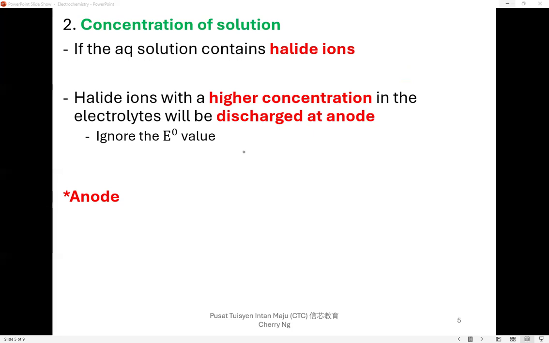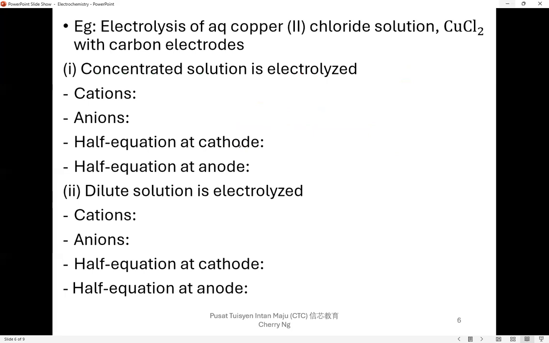So now we look at the example. The first case, we have aqueous copper 2 chloride solution, and this is the first one, concentrated. So the first case is concentrated copper 2 chloride solution with carbon as the electrode. For the cations, it will be copper 2 plus. Because of the solution, it has H plus. For the anions, we have chloride ions, and also from the solution H2O, we have hydroxide. So now which one do we have to discharge?